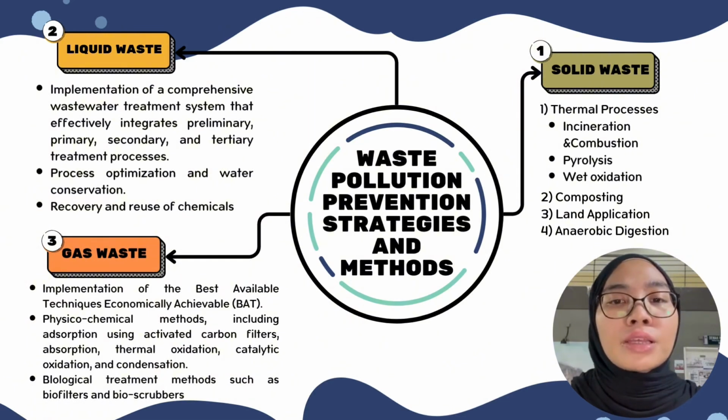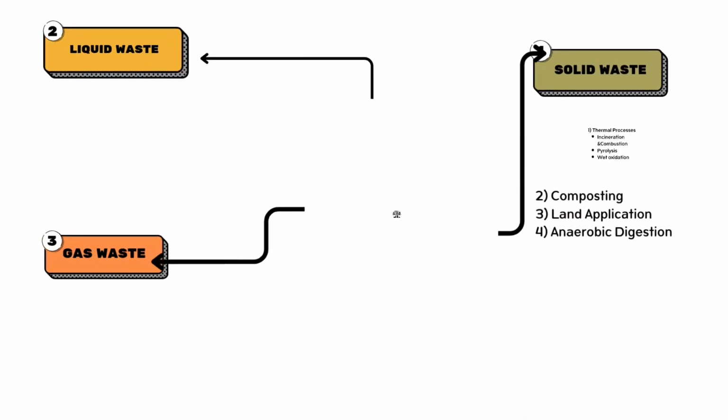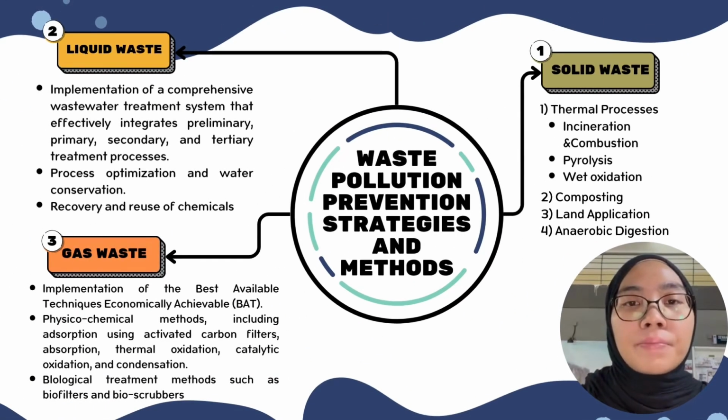By implementing these prevention strategies, the pulp and paper industry can significantly reduce wastewater pollution, comply with environmental regulations, and contribute to sustainable manufacturing practices. The pulp and paper industry emits various gaseous pollutants, including volatile sulfur compounds, nitrogen oxide, and sulfur dioxide, which contribute to air pollution and environmental harm. To mitigate these emissions, several waste pollution prevention strategies and treatment methods are implemented.